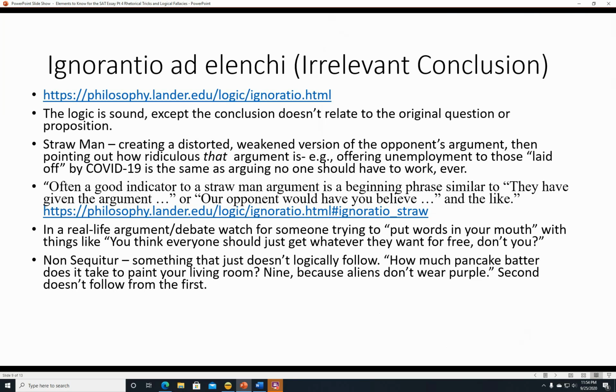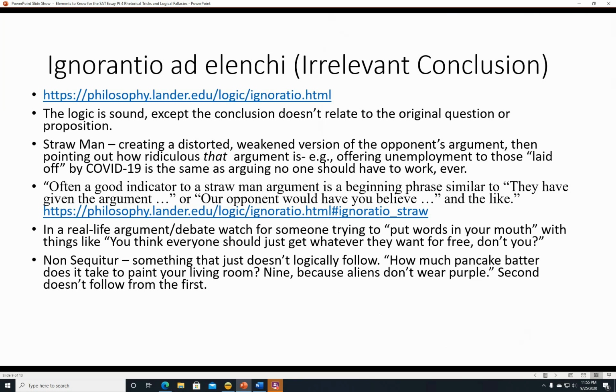And as I was starting to say before, that itself is a weaker version of a complete red herring, where you just make something up out of whole cloth, so to speak, where you're just putting words in someone's mouth and you ignore the argument that the person actually made. So anyway, often a good indicator of a straw man argument is a beginning phrase similar to, they have given the argument, or our opponent would have you believe. You hear that all the time in politics. As soon as you hear that, your BS detector should be pegging, should be screaming at you, wee, wee, wee.